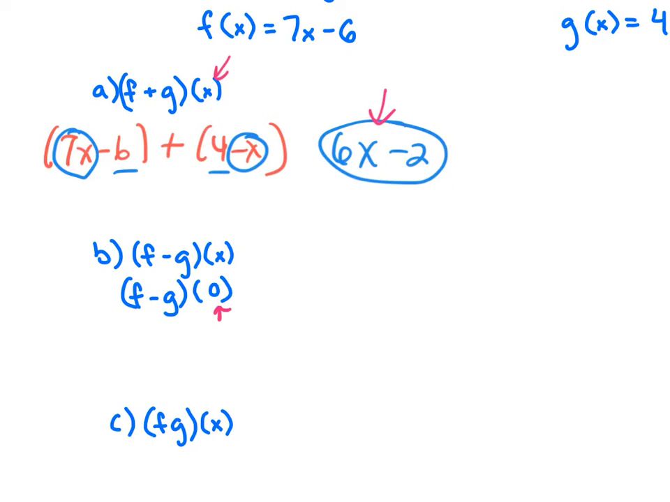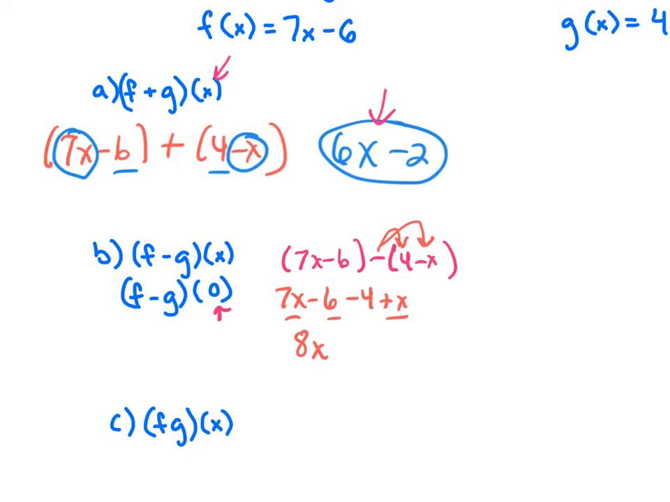So in this case, we're going to subtract first. Order matters, so 7x minus 6 minus 4 minus x. What you have to do here is distribute this negative before you start combining. So 7x minus 6 minus 4 plus x. Combine like terms, I get 8x, negative 6, and negative 4 gives me negative 10. So I've combined here, and that's my answer for f minus g of x.